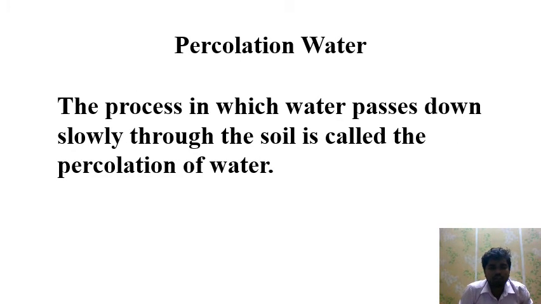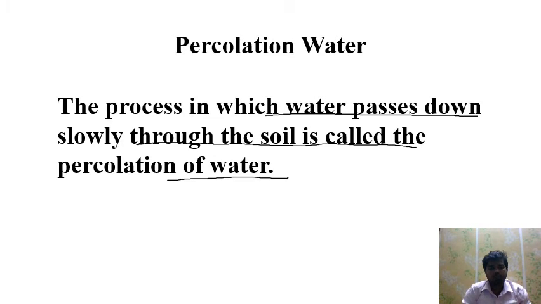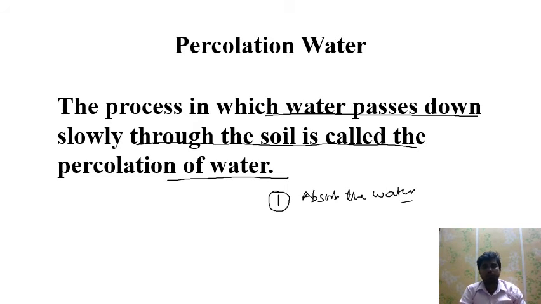Now what is percolation of water? The process in which the water passes down slowly through the soil is called percolation of water. As we have discussed, when we pour some water on the soil, first of all the soil will absorb the water, and when the pore space is filled, then water can percolate.